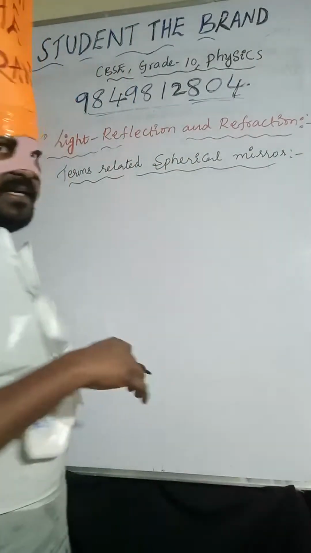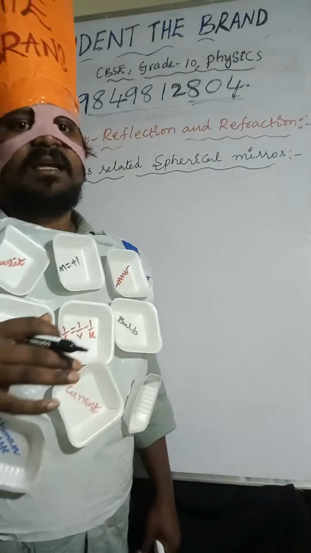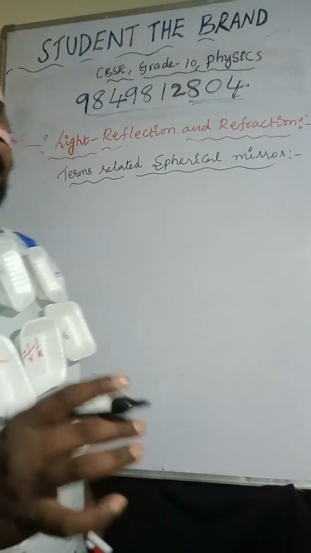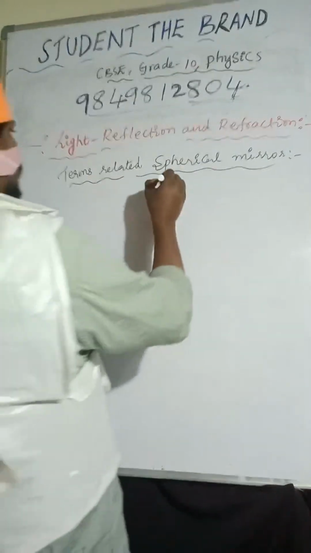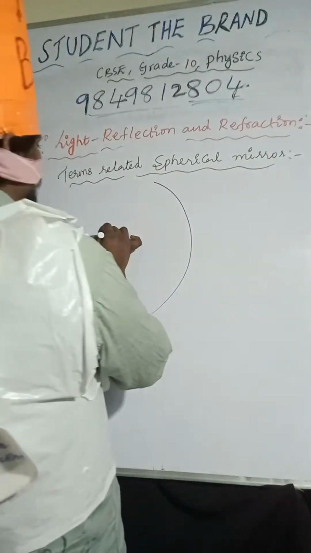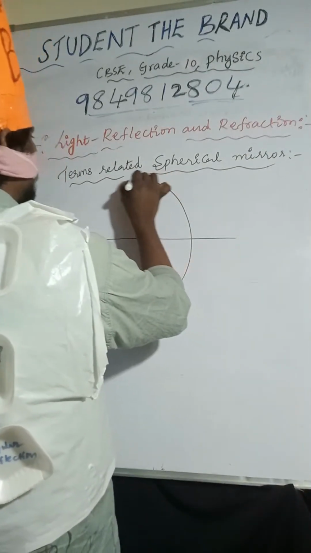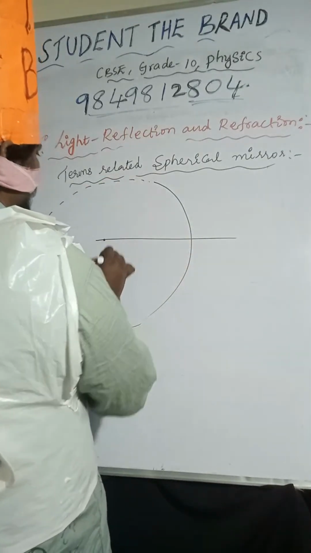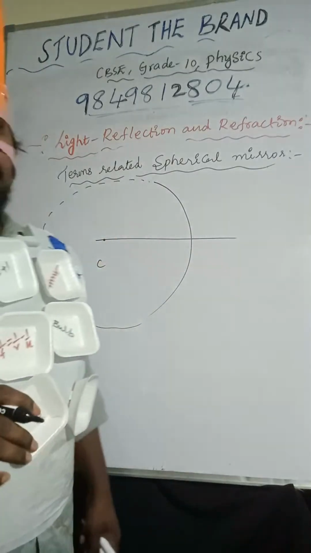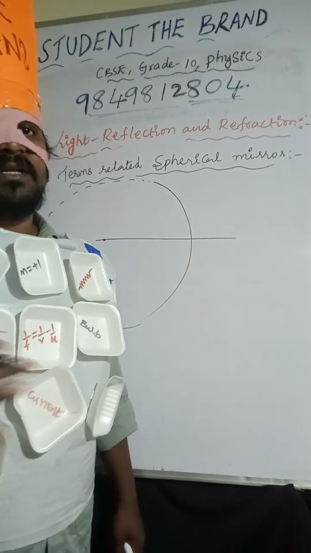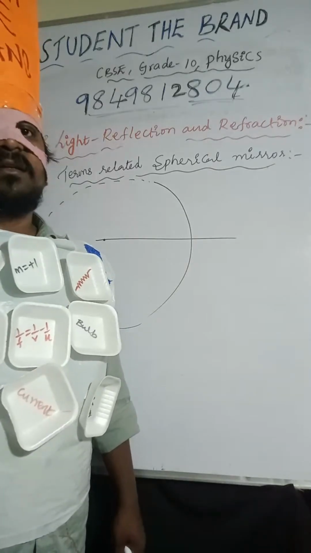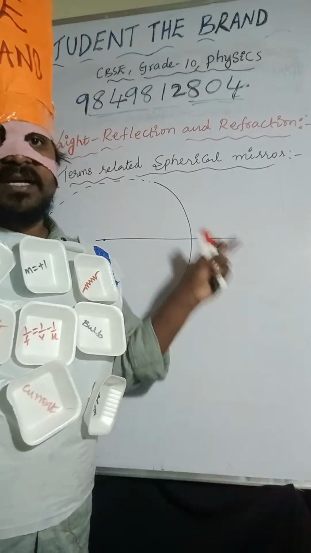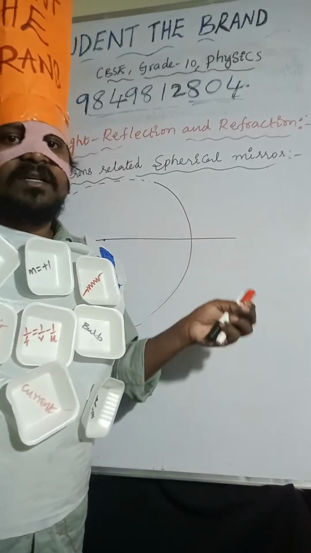So here I will consider the concave mirror. Here I am taking the concave mirror. This is a part of the sphere. The center of the sphere of which the mirror is a part is called the center of curvature. Because we are taking a small portion, that's why it is called curvature.